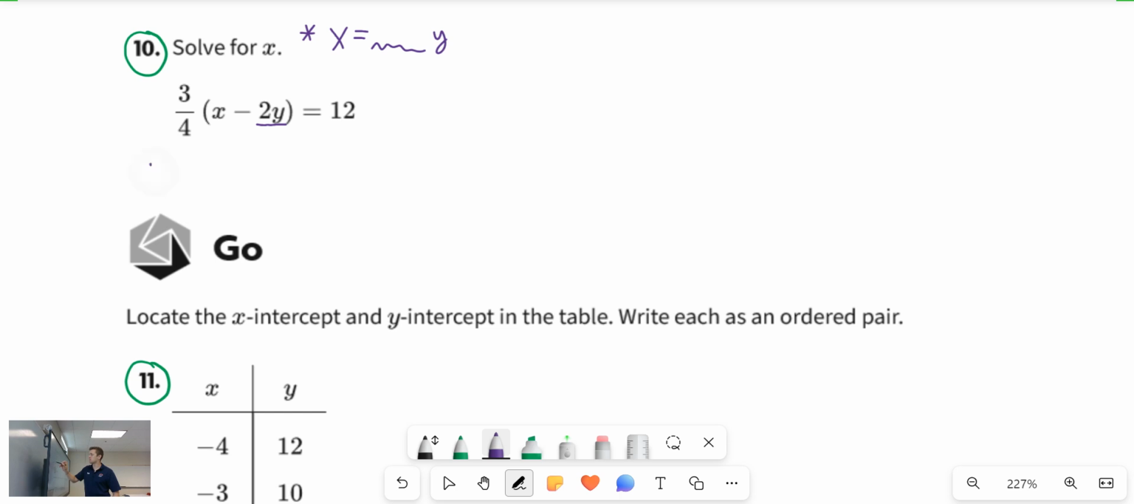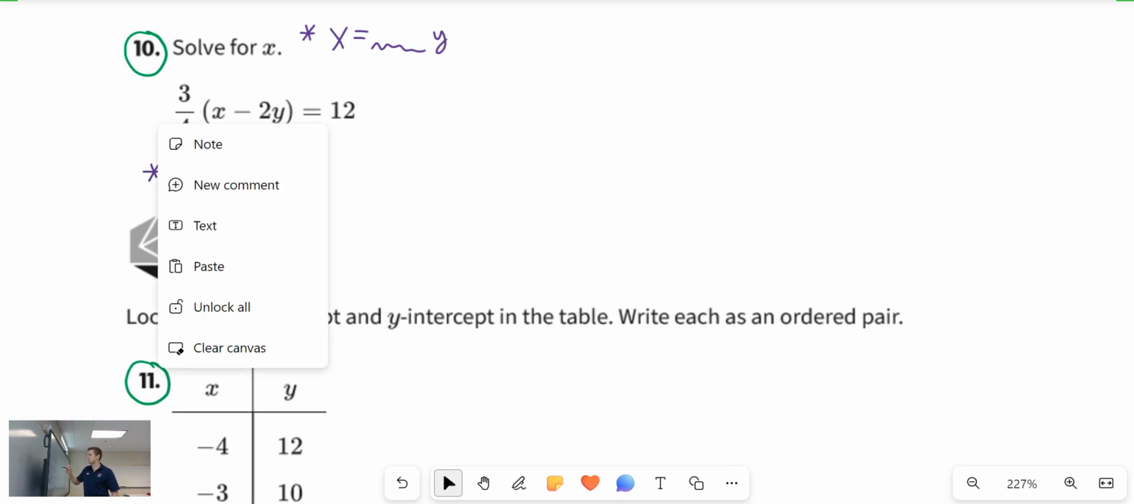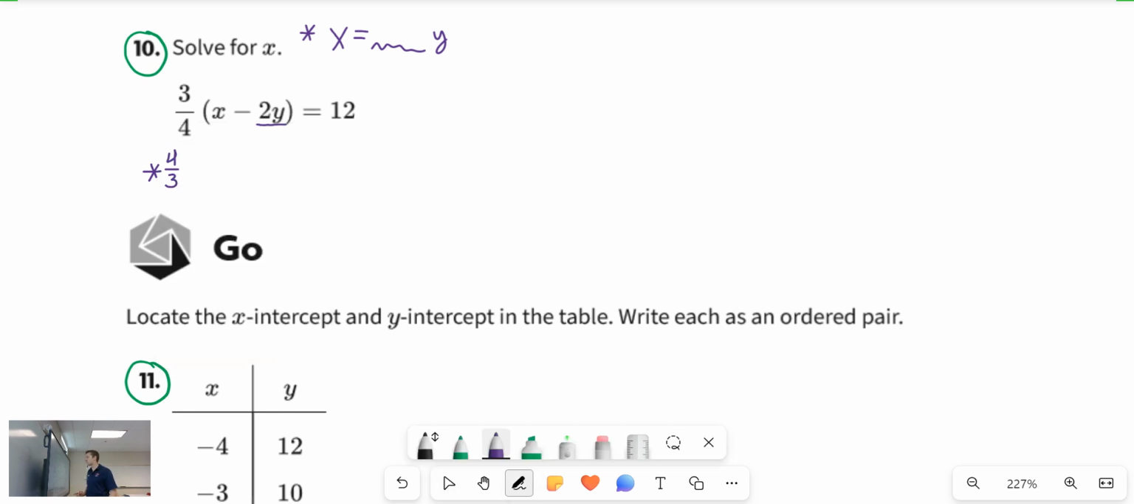So our first step, let's multiply both sides by the reciprocal 4/3. That's our first thing, because it's the only thing not in parentheses. So multiply by 4/3. We just did on the previous page 12 times 4/3, we said was 48/3, which is the same as 16. So we're just going to cut right to that 16 part. So we're going to have x minus 2y.